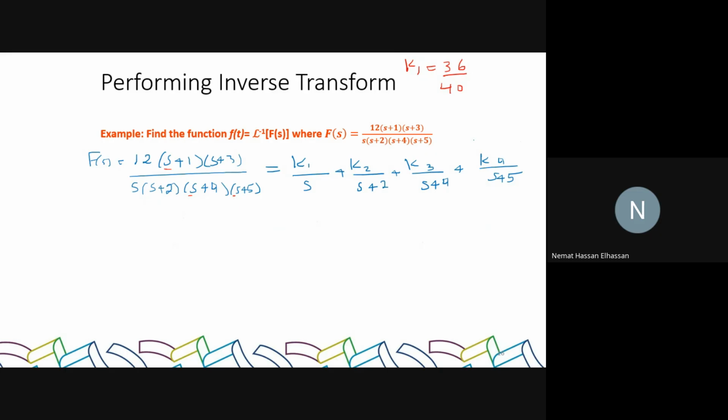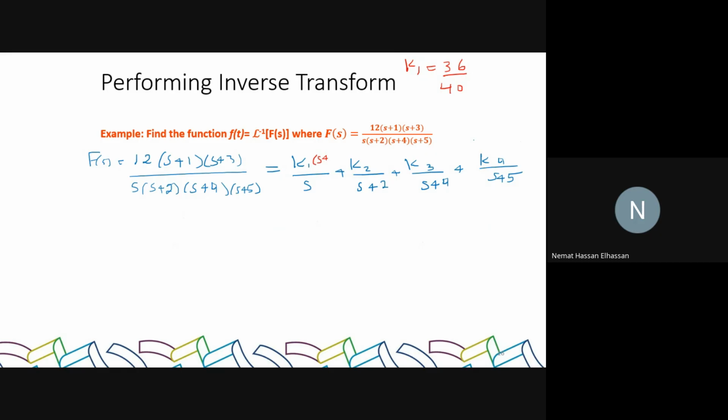Okay, now let's try and find the value of K2. What would you do? It's a two-step process. Step 1, we multiply both sides of the equation by the denominator of K2. Step 2, we find a value that makes the factor we multiplied by equal to zero. So what do we multiply with? S plus 2. Okay, let's do it.